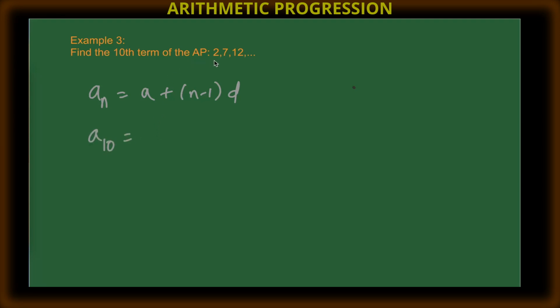We have a, what is a here? 2. Let's write it down. A is equal to 2. Then we need to identify the d. Let's try to identify the d. 7 minus 2, which is equal to 5. Let's take another term, 12 minus 7, is equal to 5. We don't need to check the whole sequence here because it's already said to be an arithmetic progression. With the first difference itself we can proceed. Just to show that, I have put it.